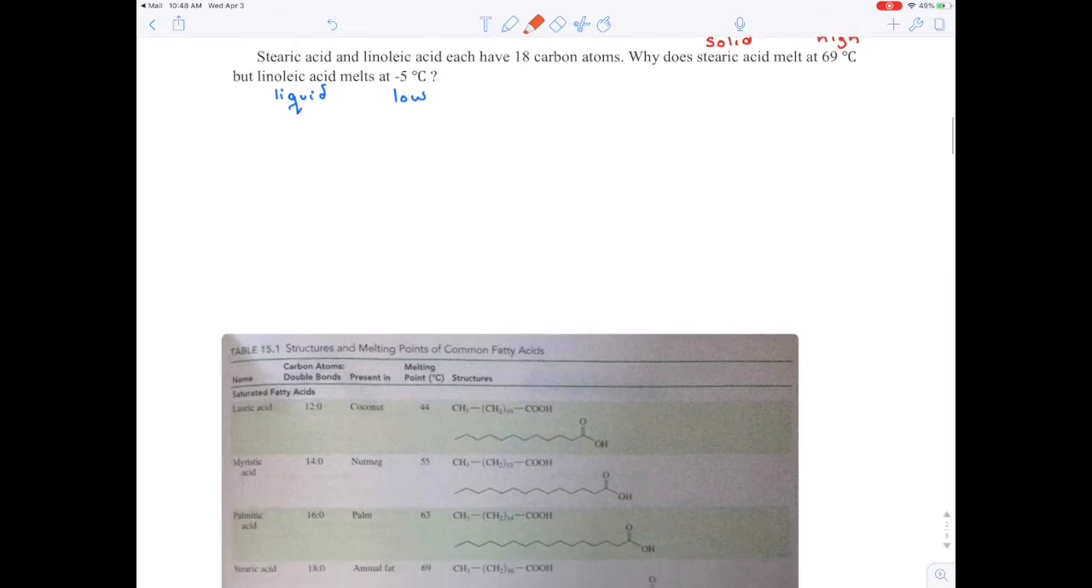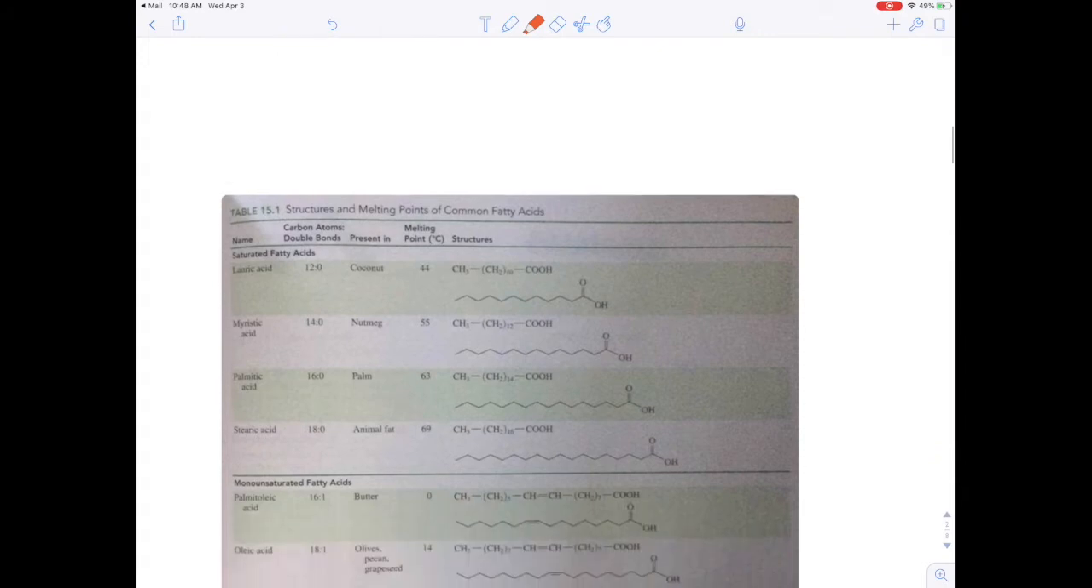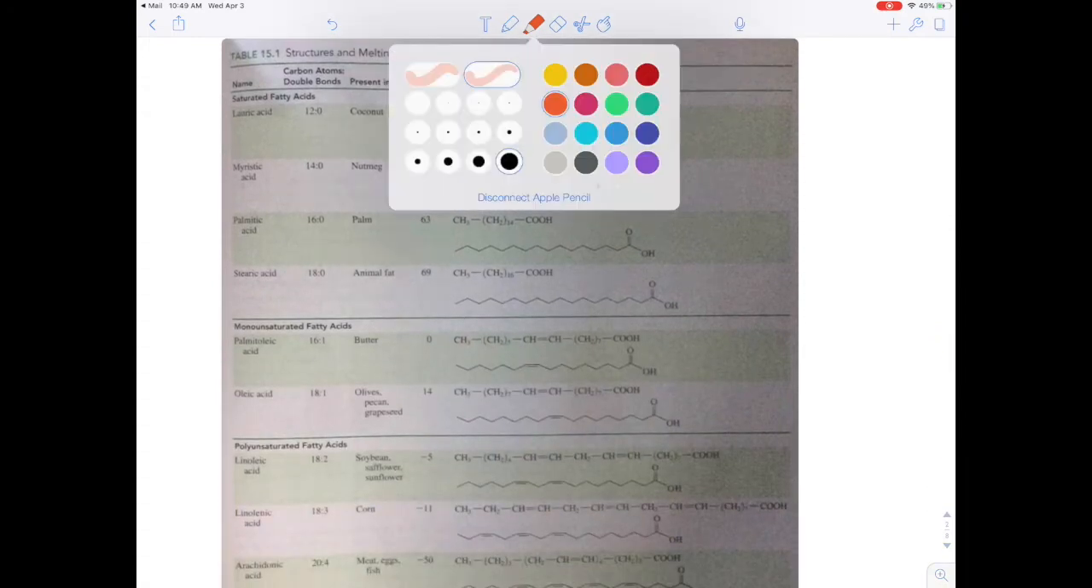But the question says to use table 15.1 below, and so let's do that. Here's 15.1 here. Let's look for stearic acid and linoleic acid. So first one, I see stearic acid right here. You can see that stearic acid is a saturated fatty acid because in this whole carbon chain, there are only single bonds.